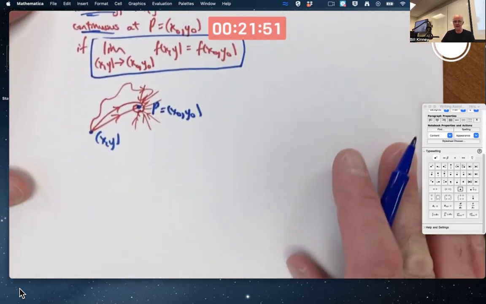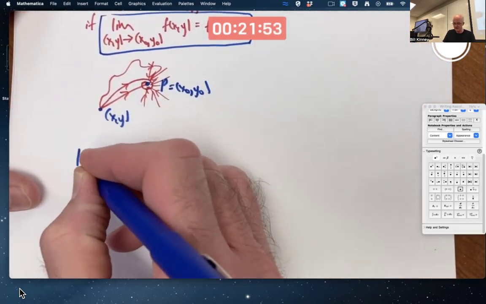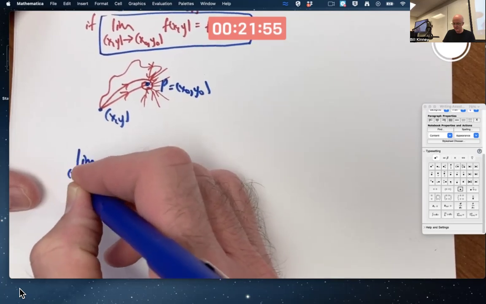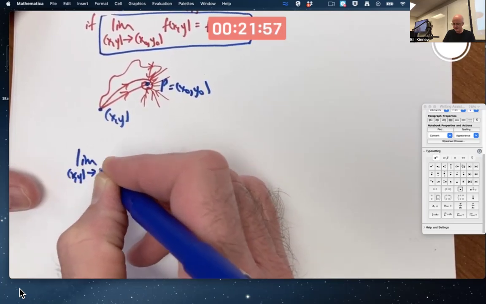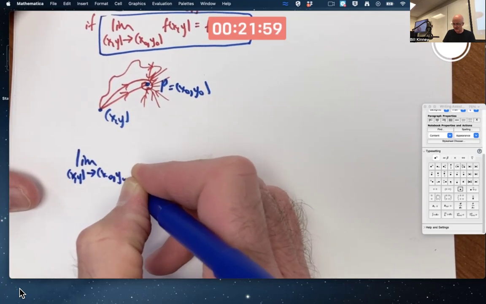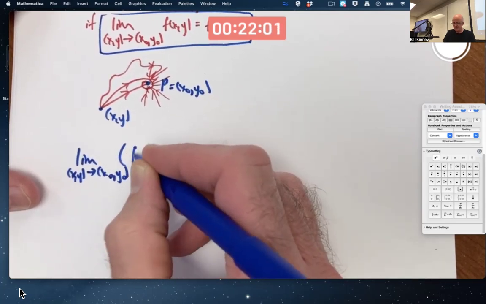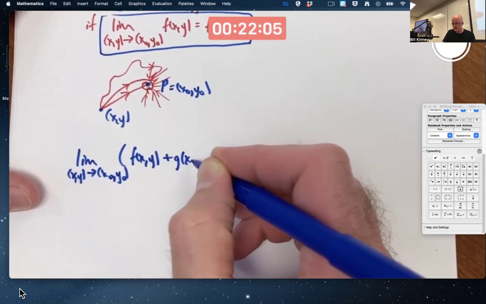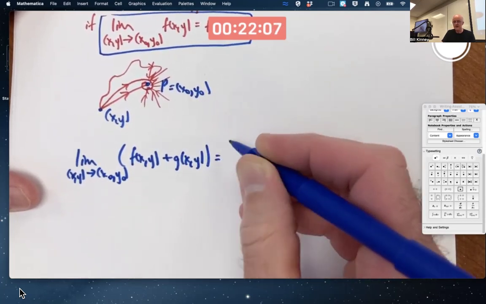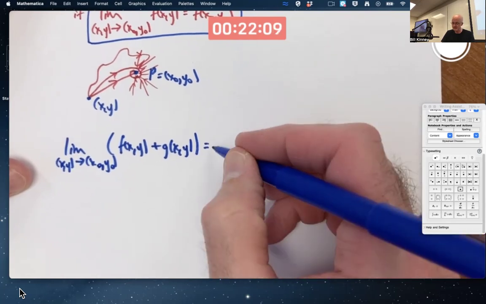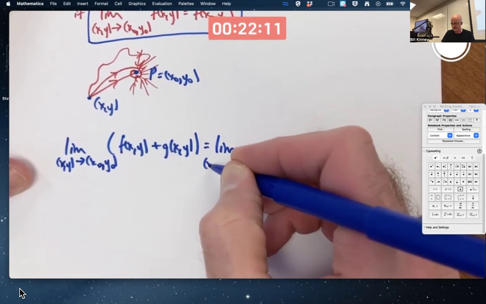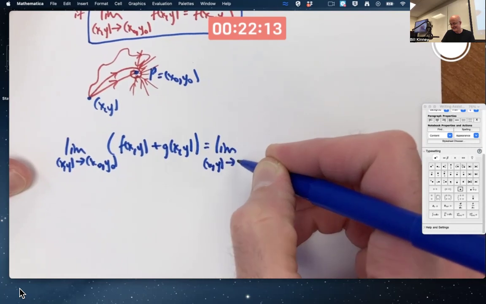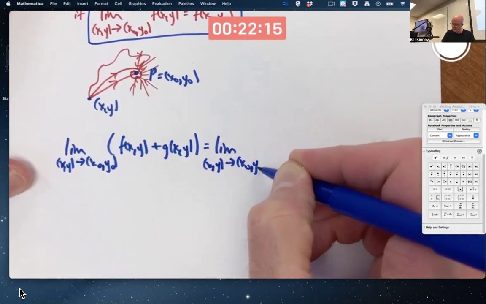Formally speaking, I would be using this kind of property. The limit as xy approaches x naught comma y naught of the sum of two functions, f of xy and g of xy, equals the sum of their individual limits. Now, this is a lot to write, but it's worth writing at least once, I think.